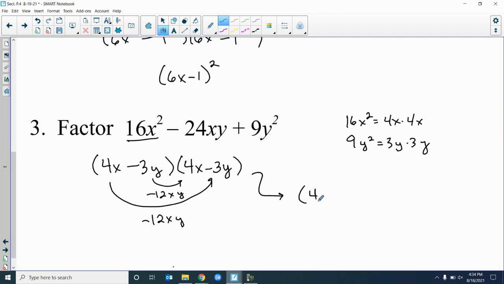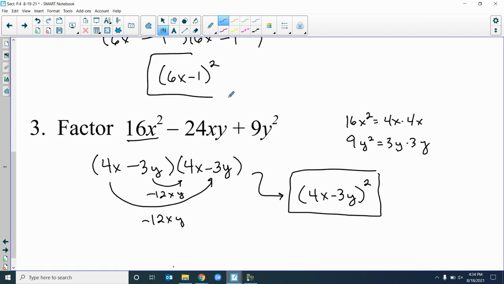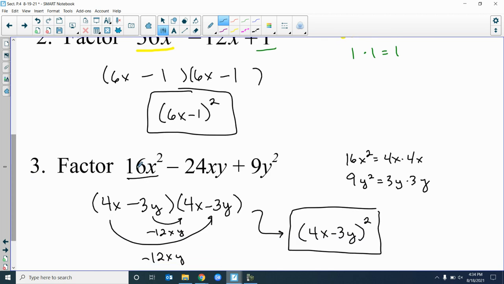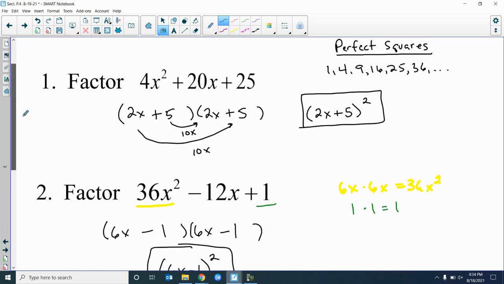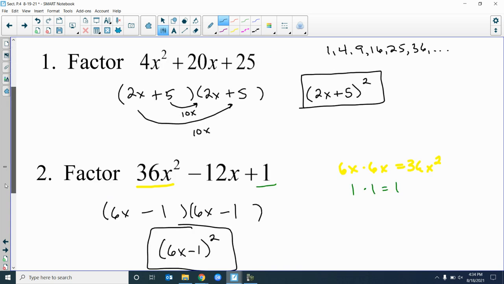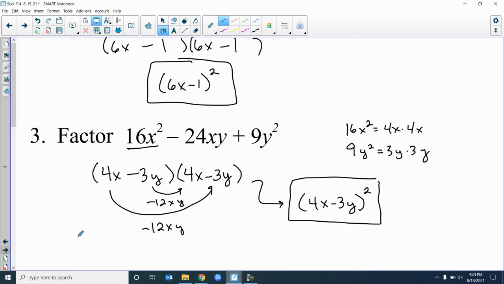And so 4x minus 3y quantity squared will be the factored form. Now, when you have these, sometimes they get a little difficult because if you multiply doing the grouping method, it's 16 times 9. It's going to give you a big number. They're not always as easy as some of the other trinomials. But if you notice you got a perfect square front and back, it makes it a little bit easier. All right, so that's perfect square trinomials.